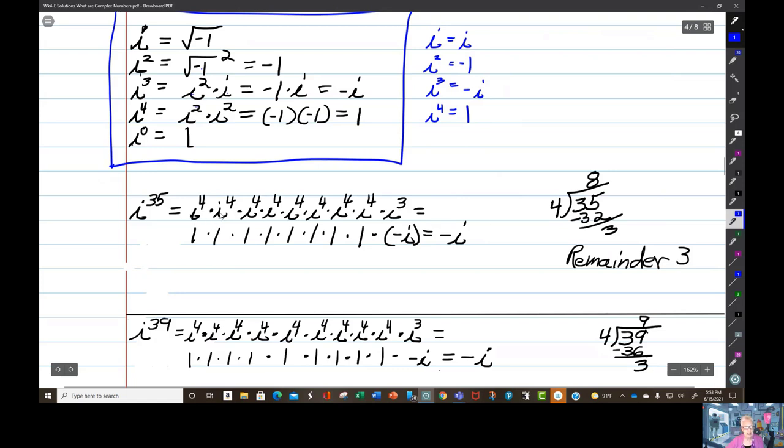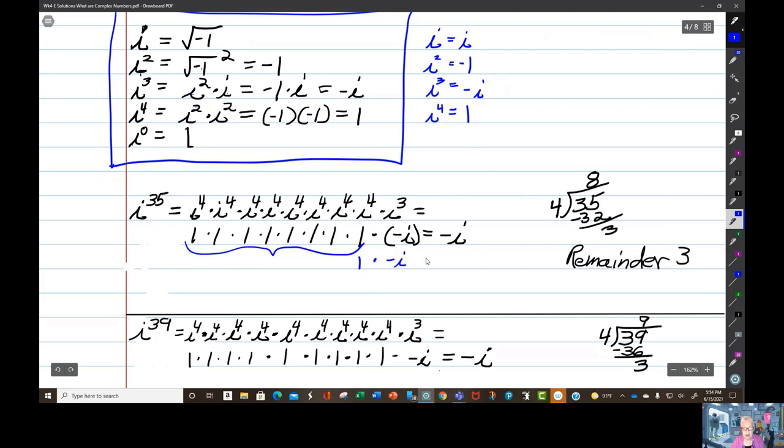So you have i to the fourth times i to the fourth times i to the fourth times i to the fourth, and so on, eight times, times i to the third. People pay me to not sing. Okay, i to the fourth is 1, so we'll have 1 times 1 times 1 times 1, which is all 1, right? All of these 1s multiplied together are just, let's write it here, 1. And then i to the third is negative i.